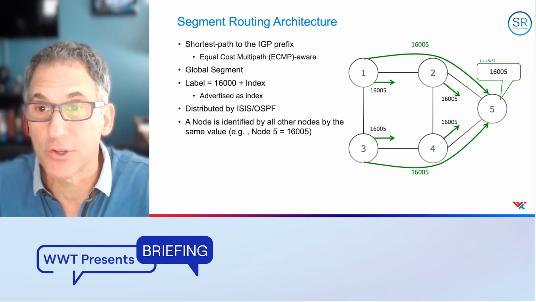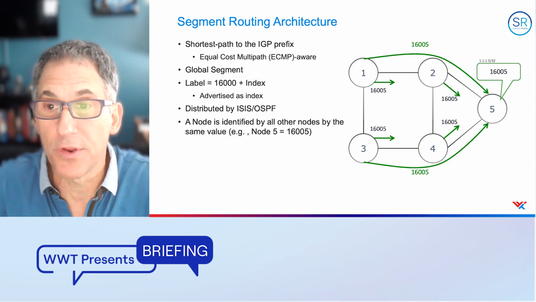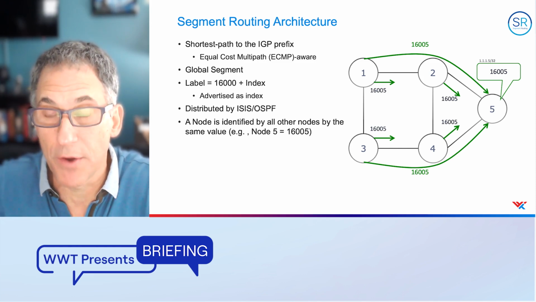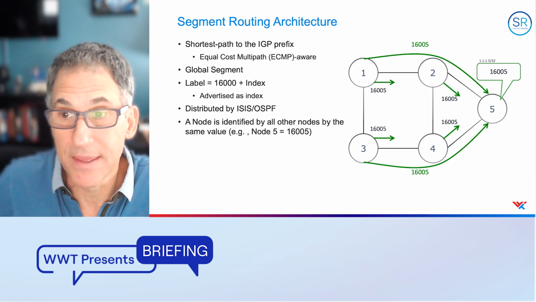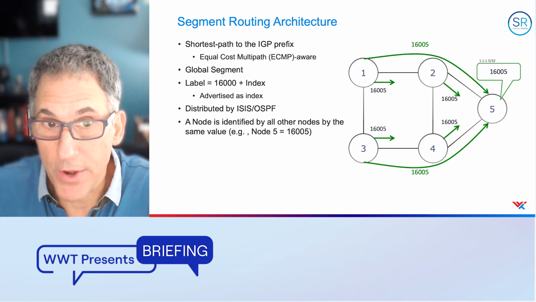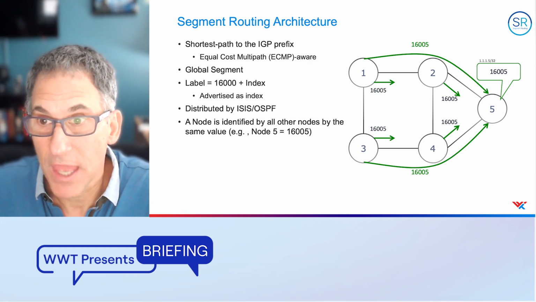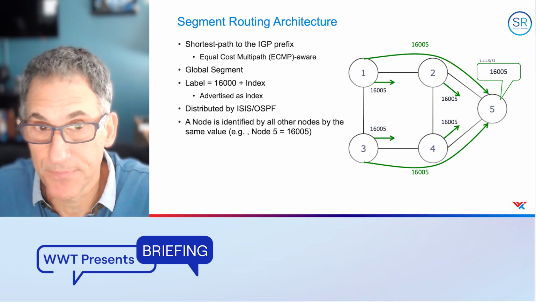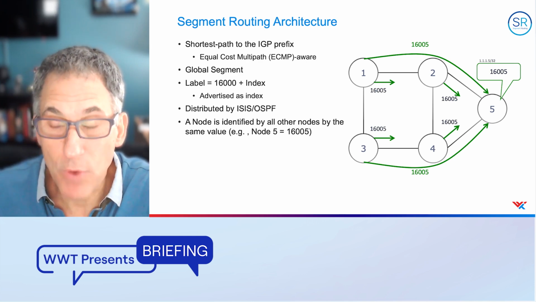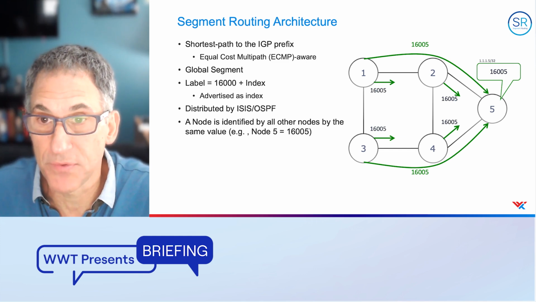So that means every single router is using a different routing label to reach router 5, which means the label changes throughout the network, and it's also dynamic. In this case, in segment routing, what we do is we take an index and we add it to a base. In this case, the base is 16,000. And router 5 advertises 16,005 to the rest of the network.